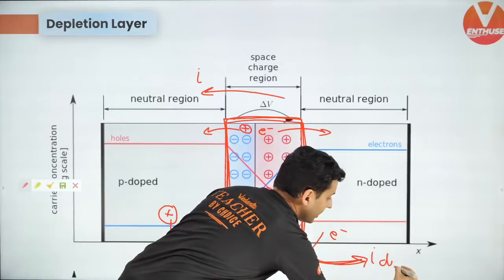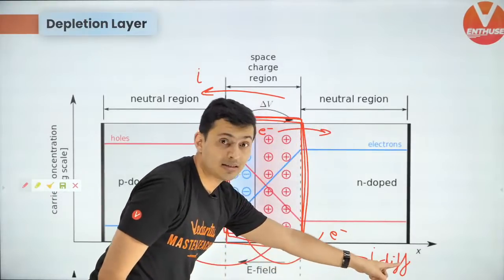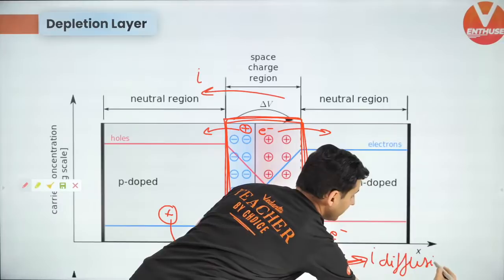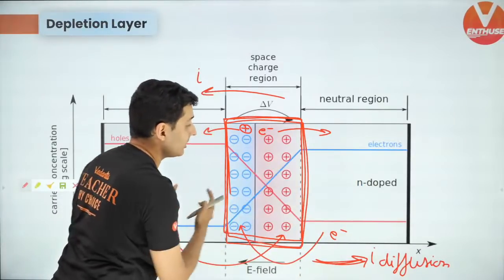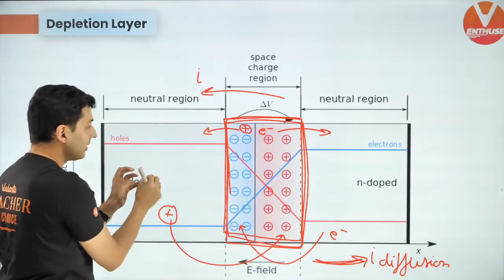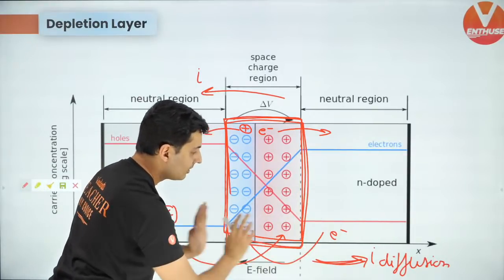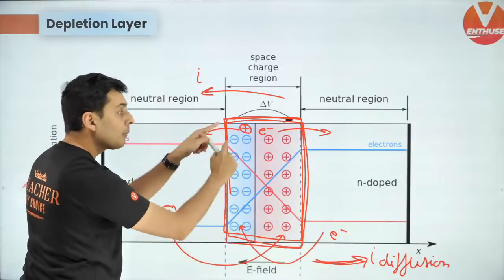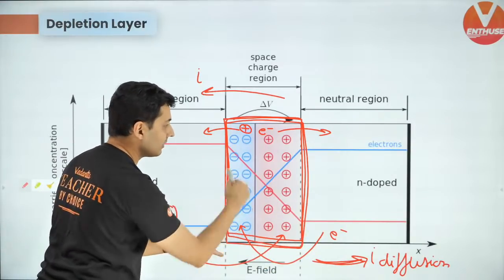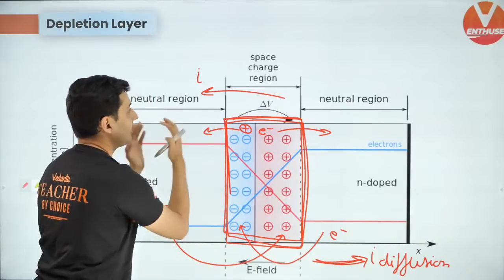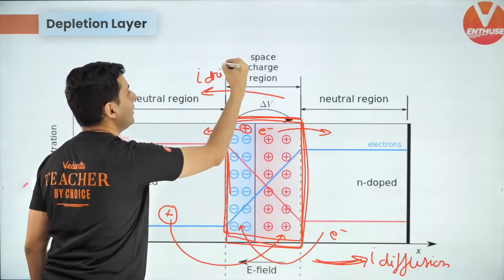This current is called diffusion current, which starts initially. The electrons from here go here, the holes from here go there. So the current goes that side. This is called diffusion current. But the holes and the electrons here, they create a current this way. This is called the drift current.